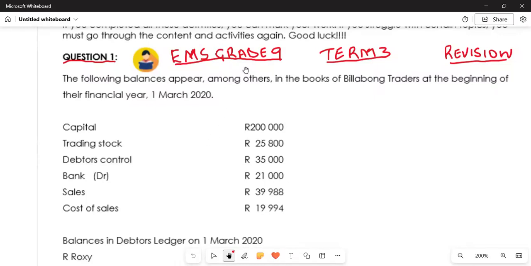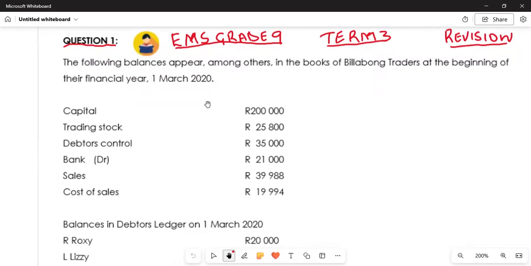Today we are going to be on Economic and Management Sciences, Grade 9, Term 3. So let us be together from the start of this presentation to the end of it.